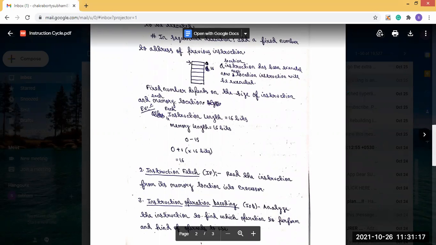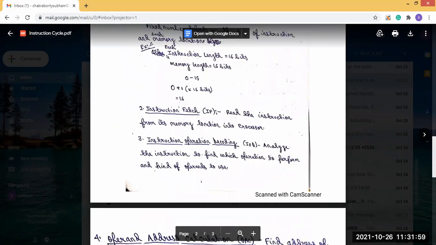Now, after instruction fetch, there is the decoding. So decoding is basically what? To know what operations have to be performed in the instruction. That means we have to analyze the instruction to find out which operations are to be performed and what kind of operands are to be used. This state analyzes the instruction and knows what operations are to be performed and over which operands, or the kind of operands, we have to use.